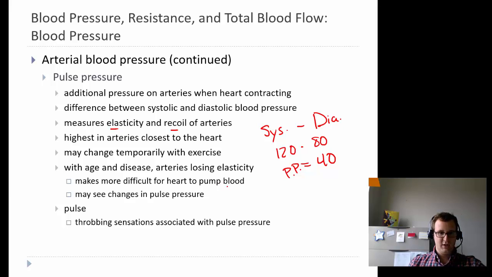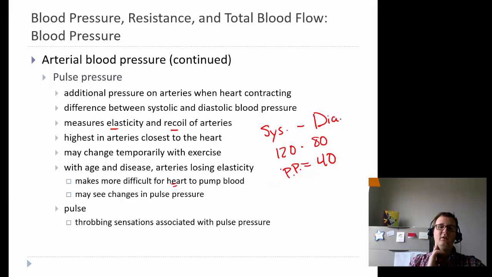With age, we lose elasticity, so these are no longer able to stretch as hard or as easily, and whenever they don't stretch as easily, our heart has to push harder to get blood through those vessels. And so this can sometimes increase changes in our blood pressure, and increase the number of times our heart has to pump to maintain the pressure through this system.